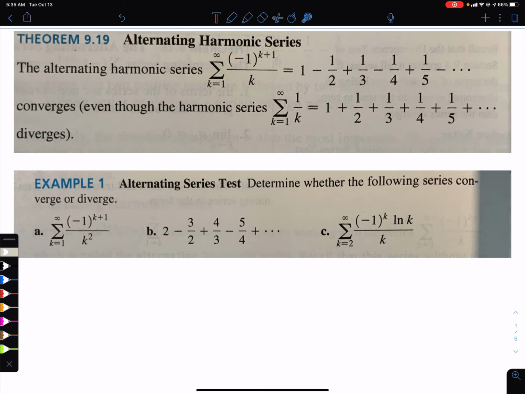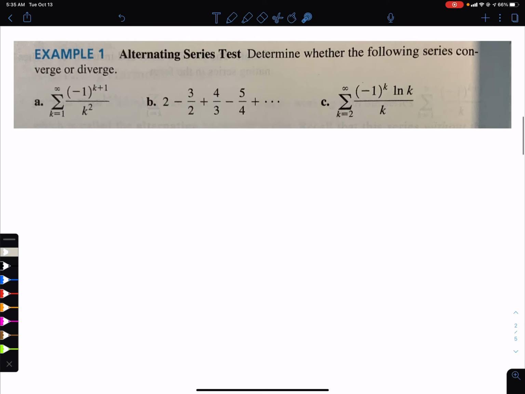Well, you could take the limit of this and quickly find that that is zero. And you can take the derivative of the absolute value, because in magnitude you ignore the sign. If you take the derivative of that, you can prove that the terms are decreasing. And by using the alternating series test, you can prove that the alternating harmonic series is convergent. So we are going to use the alternating series test on these three.